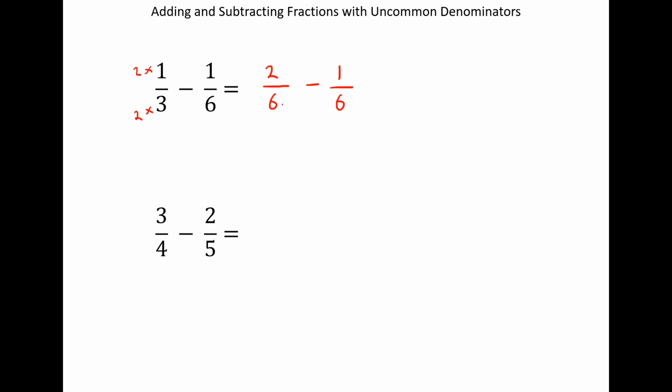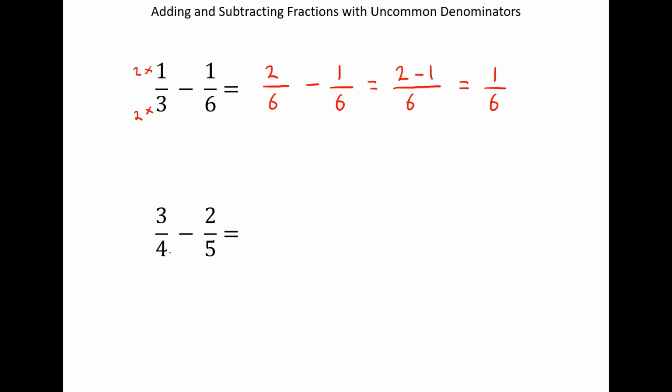And since 6 is common on the bottom, I can simply let that be the same and simply subtract the top numbers. I'm subtracting because I have a subtraction symbol here. So now I have 2 minus 1 over 6, and 2 minus 1 is just going to be 1 over 6. Notice how I didn't use the butterfly method for this example here. It's because for this one, since I only had to multiply one fraction by 2's, in this case top and bottom here, using the butterfly method would actually make this method longer.